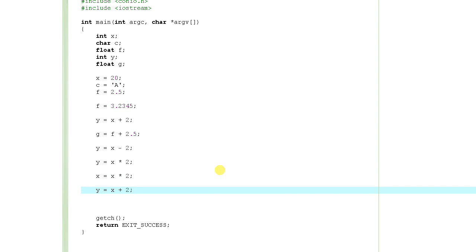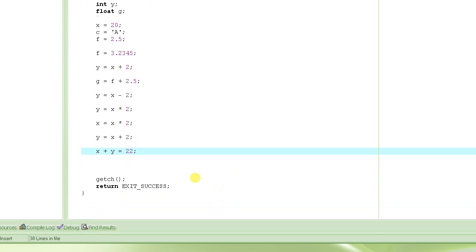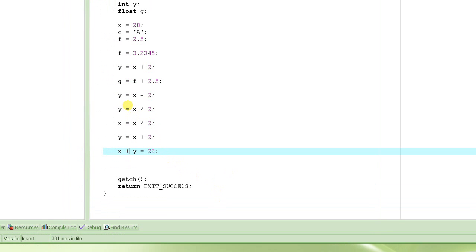So you see how you can compute something and then assign it to any variable. What you cannot do is write x plus y is equal to 22 and expect the computer to find out the value of x. That's not going to happen. So the left hand side of these equations, unlike in algebra, in a programming language, has to be only one single variable, the variable that's going to get the value of the right hand side expression after evaluating it.